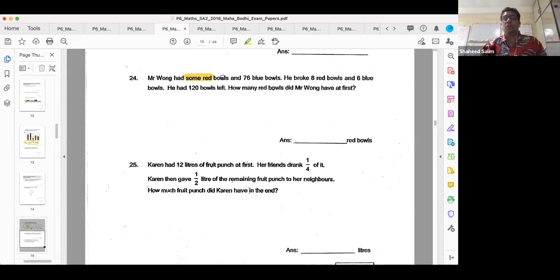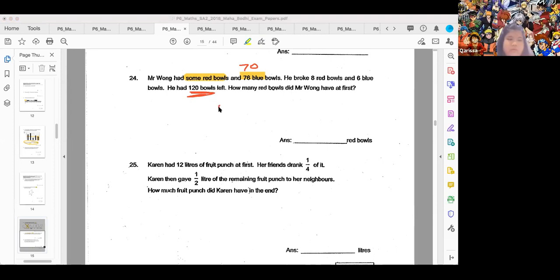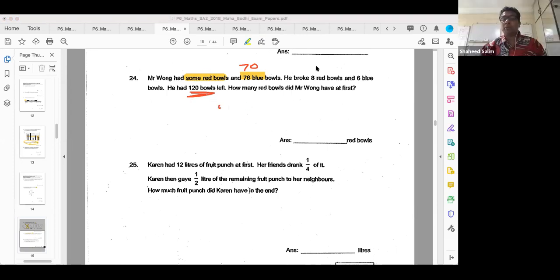Hey, this one now. We do not know how many red balls, but there are 76 blue balls. So you minus 76. How much do you have? Minus 6 left is 70. Then they say total 120 balls left. 70 plus what equals 120? 50. So then you must plus the 8 that he broke. 58. Finish.